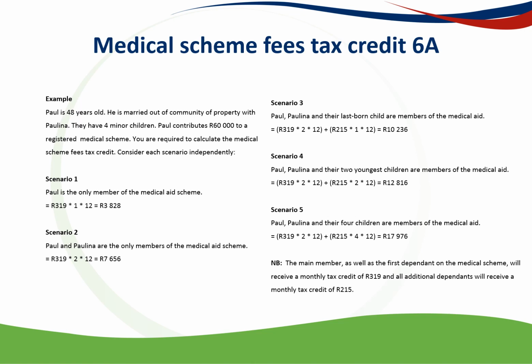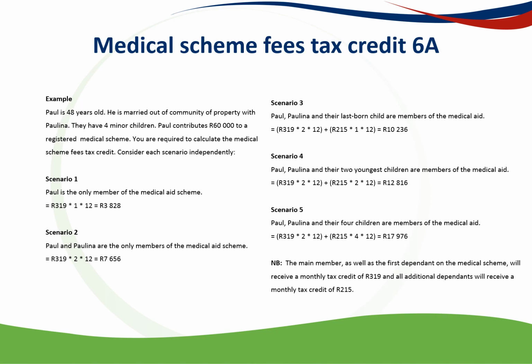So this can be a child, a spouse, a parent. It doesn't matter. So it's yourself, the first dependent, and then thereafter every other dependent will get 215 Rand per month. So two very, very important amounts to remember are 319 and 215.